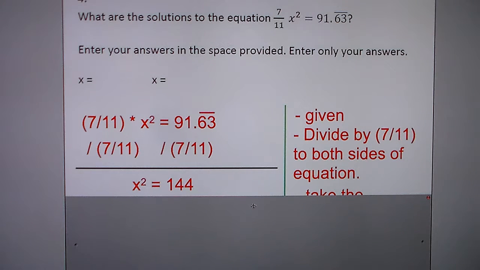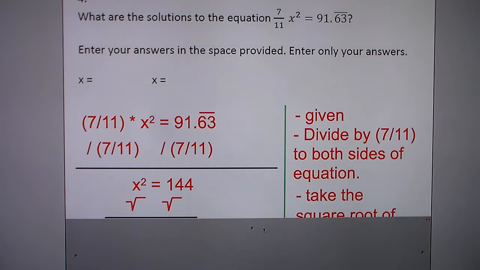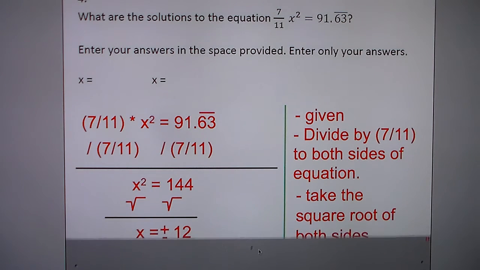91.63636363 divided by 7/11 gets you around 144. That's the number we're looking for in this problem. We're going to then take the square root, because that's the opposite of squared. The square root of x squared will get us x, and the square root of 144 is 12. So x equals plus or minus 12, because positive 12 times positive 12 gets you 144, and negative 12 times negative 12 gets you 144.